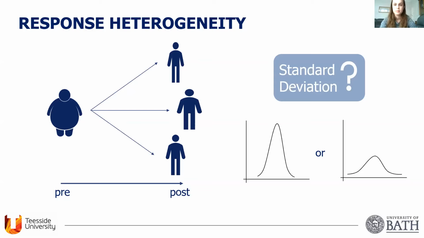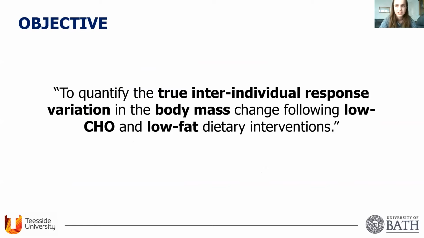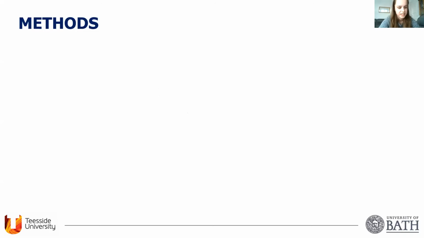But this approach has not yet been applied to explore the response heterogeneity between low carbohydrate and low fat diets. And therefore, we conducted a systematic review and meta-analysis to quantify the true inter-individual response variation in the body mass change following low carbohydrate and low fat dietary interventions. So we conducted a literature search to identify randomized controlled trials, which lasted for a minimum of 3 months, investigating low carbohydrate diets. And we defined that as less than 150 grams per day of carbohydrate, compared to at least one comparator condition. So we identified 25 trials, which included a total of 3,340 participants.